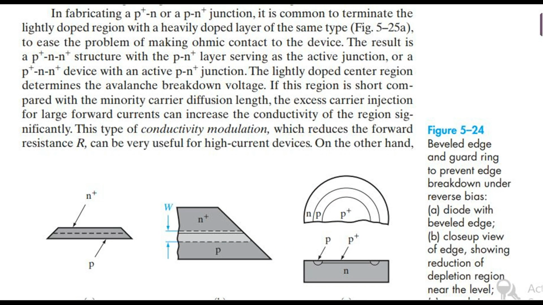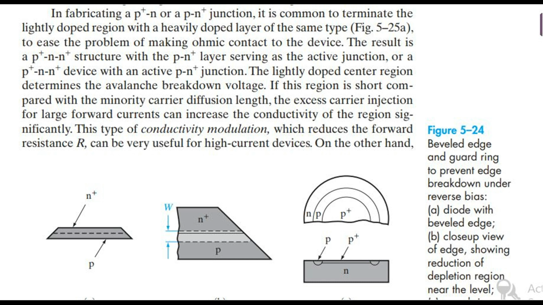The lightly doped center region determines the avalanche breakdown voltage. If this region is short compared with the minority carrier diffusion length, the excess carrier injection for large forward currents can increase the conductivity of the region significantly. This type of conductivity modulation, which reduces the forward resistance R, can be very useful for high current devices.